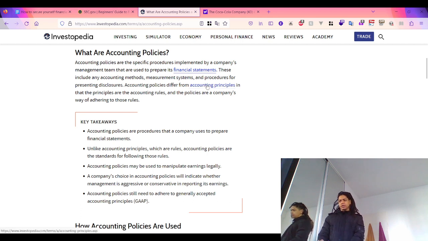Accounting policies differ from accounting principles in that the principles are the accounting rules. Wait, what? Accounting policies differ from accounting principles in that the principles are the accounting rules and the policies are the company's way of adhering to those rules. So the accounting policies are the company's way to adhere to those rules and the accounting principles.